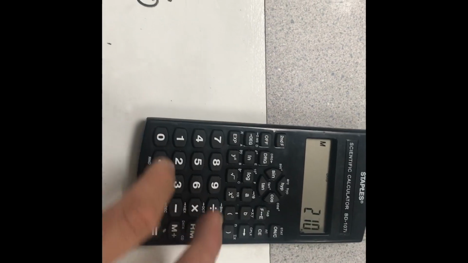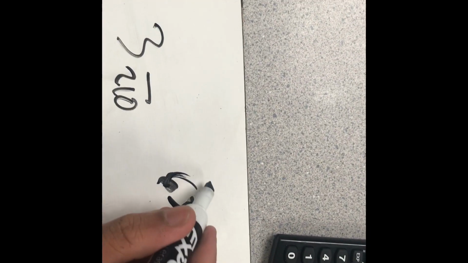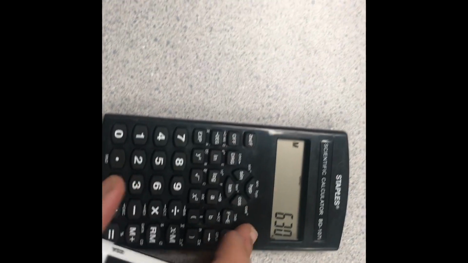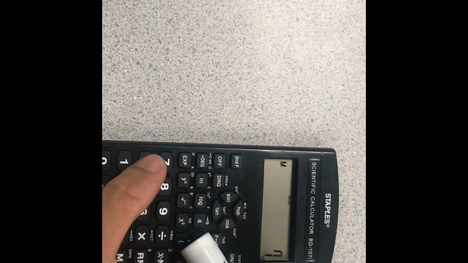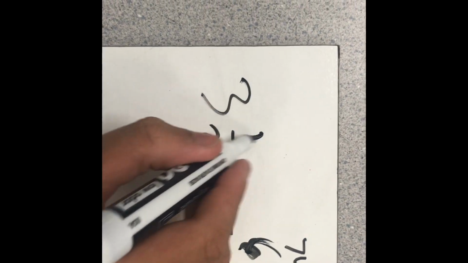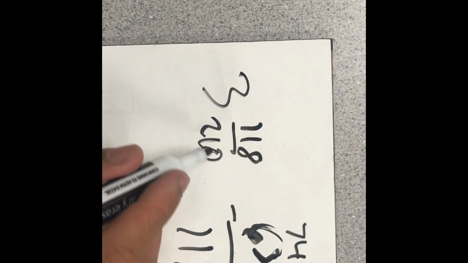So let's see. What is now 3 times 210? It equals 630. And then what I would do is I would minus 748 from 630, and do that on the calculator. 748 minus 630 equals 118. So 118 right here. But we can probably reduce this even more, right? So let's divide all this by 2.